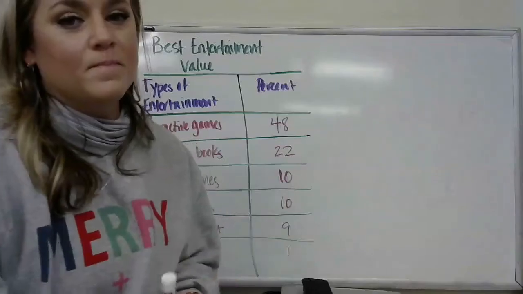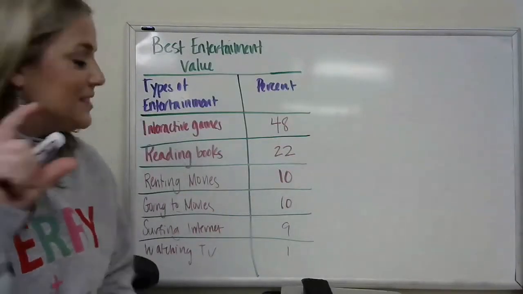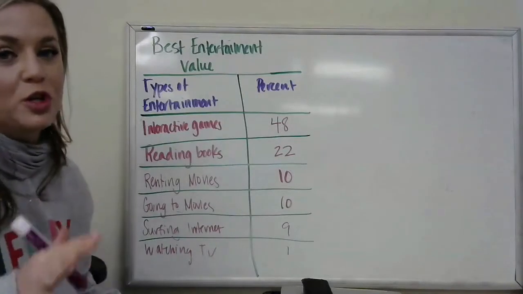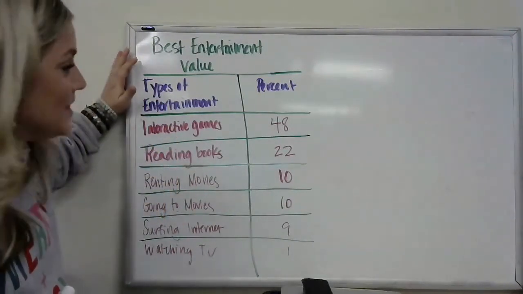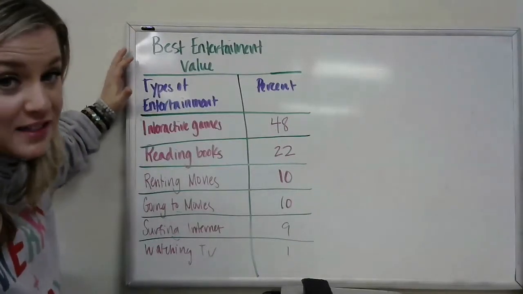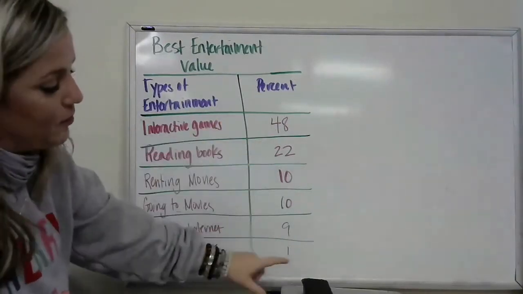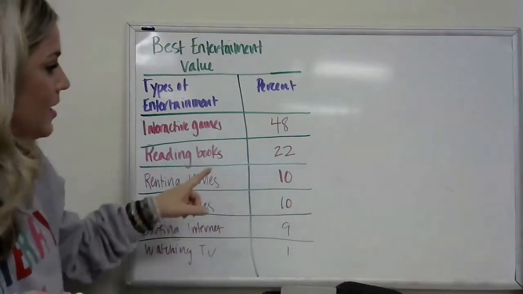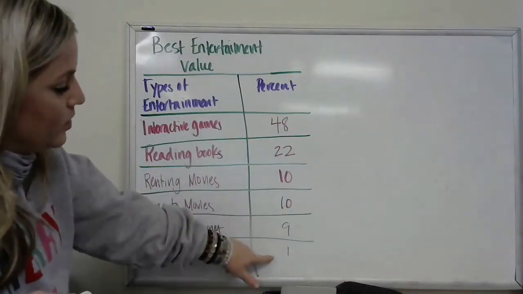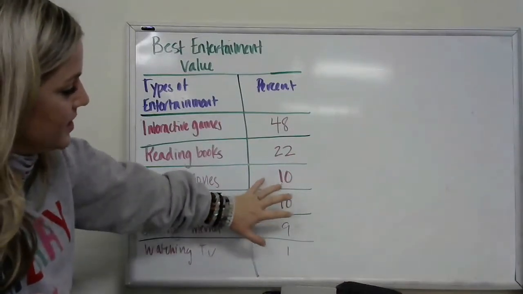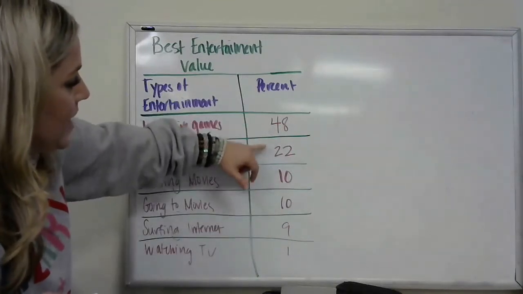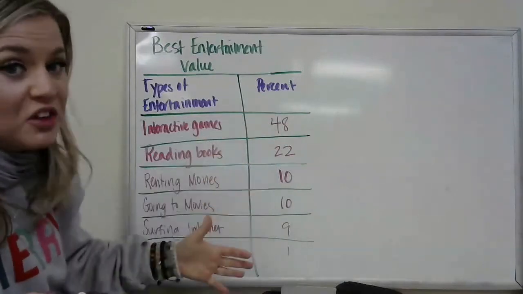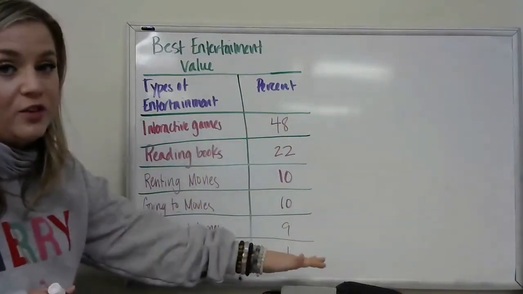Okay, so the next set of probability questions, we're going to use a table, and it's the best entertainment value. They surveyed, I guess, 100 people, because when you total this up over here on the side, 9 and 1 is 10, and 10 plus 10 plus 10 is 30, and 48 and 22 plus 30 is 100. So you do need to find the total.